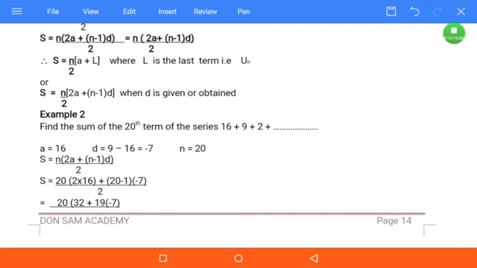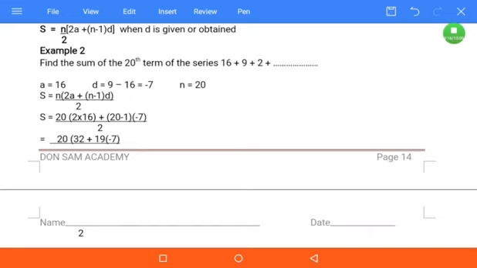I'll be done. Can you see that? Right, and without stress. So we say example 2. Find the sum of the 20th term of the series 16, 9, 2. Can you see? Find the sum of the 20th term. It means if we have 16, 9, 2, etc., up to 20 terms, find the sum, add everything together.